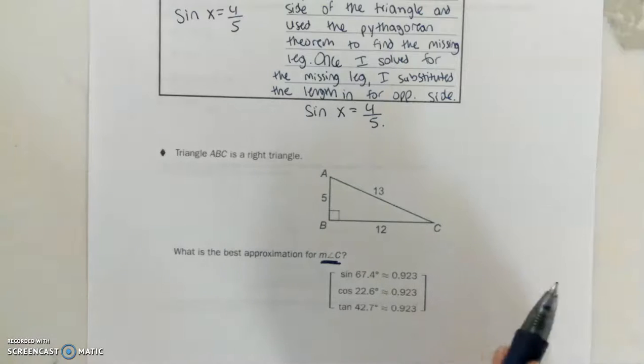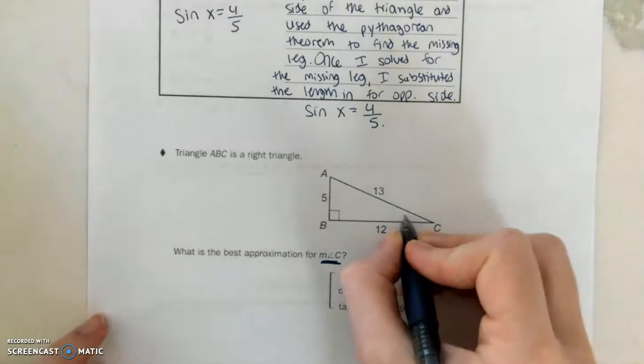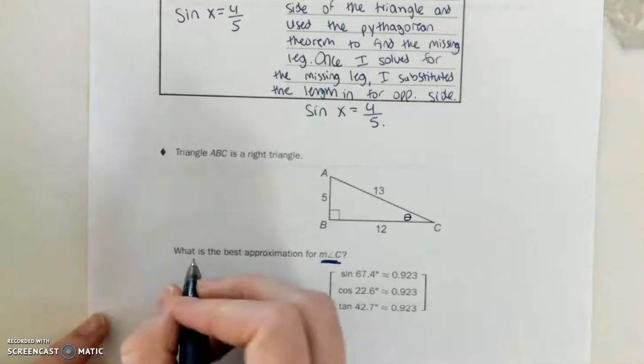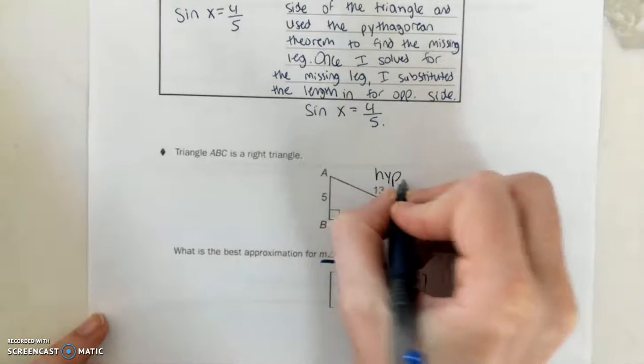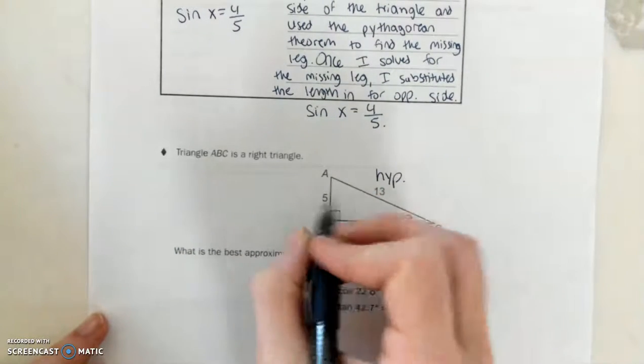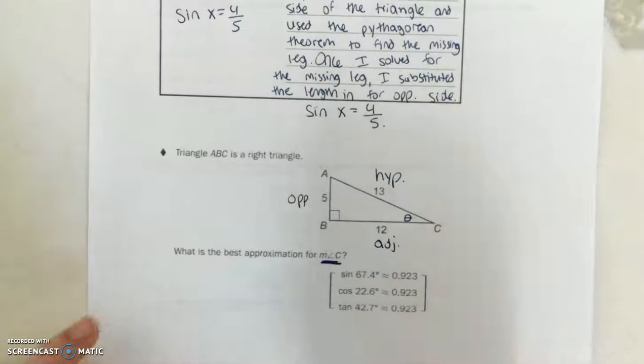All right, so we automatically know, first step, label the triangle. Since we're looking for the best estimate of angle C, we know that C is our theta. All right, our hypotenuse is the longest side across from the right angle. Our opposite side is across from the theta, which makes this our adjacent side.